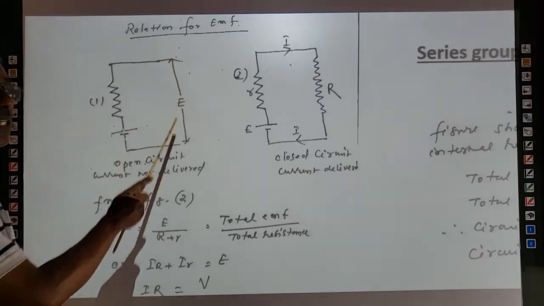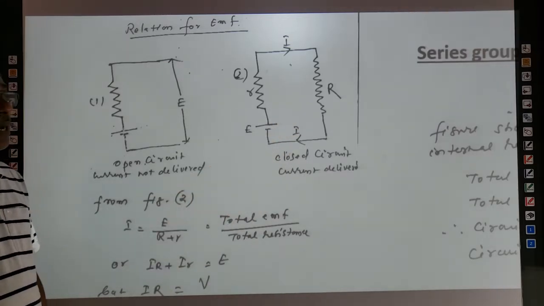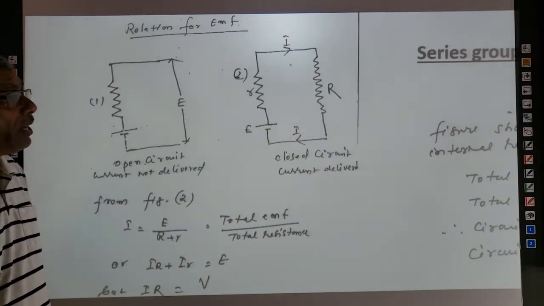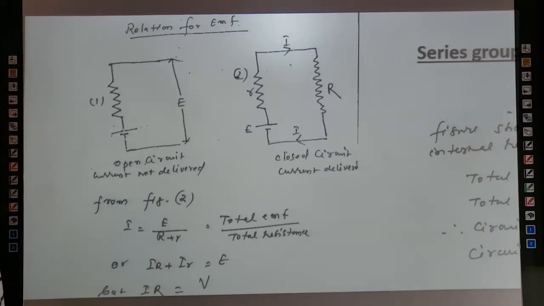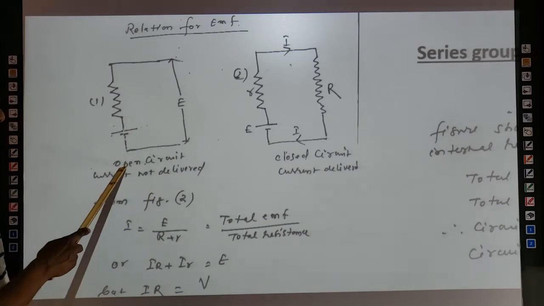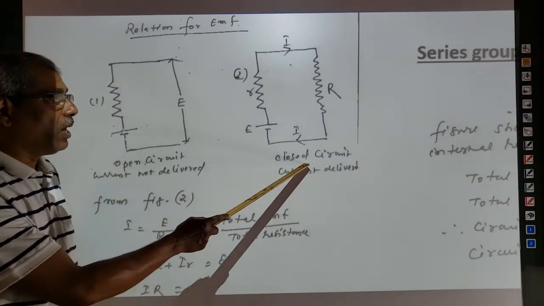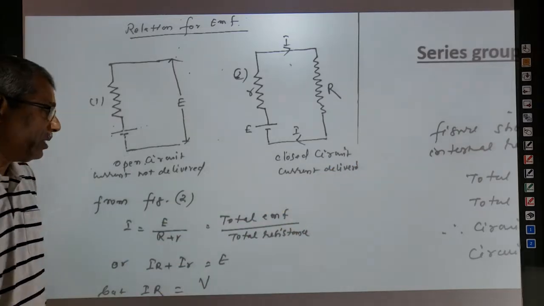Open circuit means maximum EMF is obtained, right? And in this case you will see the cell is in the closed circuit. Closed circuit means an external resistance is applied there. This one is in the open circuit. Open circuit means current is not delivered by the cell. Closed circuit means current is delivered by the cell.